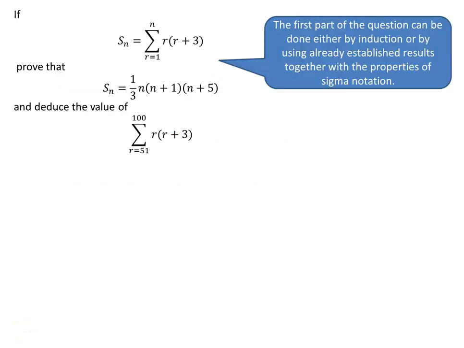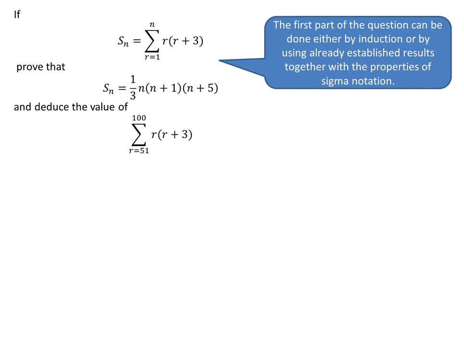Now we're going to have a look at this by considering the example where Sn is the sum between r equals 1 and n of r times (r plus 3). We wish to prove that Sn is equal to 1/3 n plus 1 n plus 5. And once we've done that, we're going to deduce the value of the sum between r equals 51 and 100 of r times (r plus 3). The proof part of the question can be done either using induction or using the standard results and properties of sigma notation.